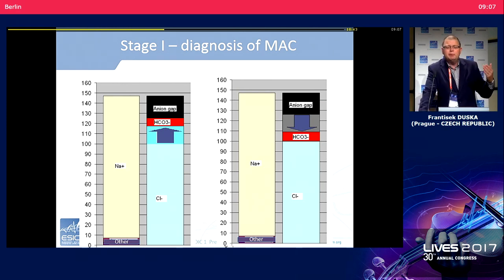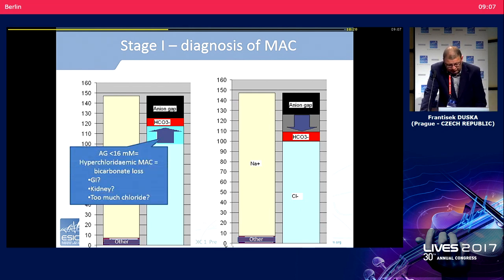Now, the classical diagnostic algorithm in metabolic disorders is just to look at the chloride and calculate the anion gap. That's something you probably all know: if the anion gap is normal, then it's the chloride which displaces bicarbonate from the anion column. And then we have to ask, where is the bicarbonate being lost from? Is it the kidney? Well, it could be renal tubular acidosis. Is it the gastrointestinal tract? Or has the patient had too much saline?